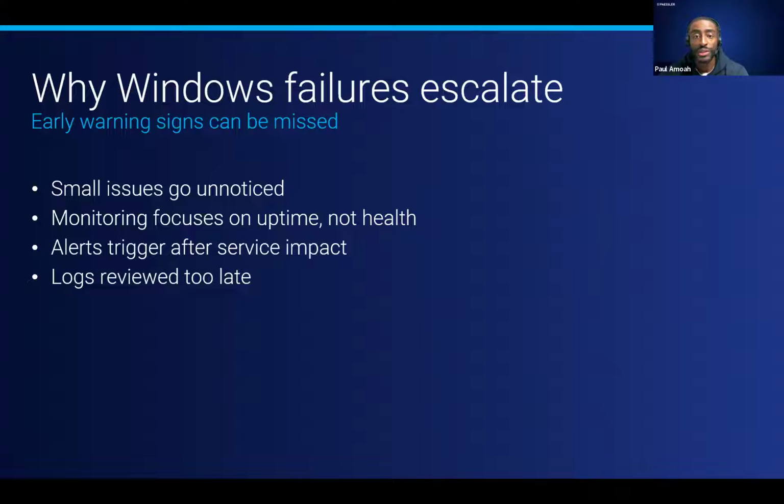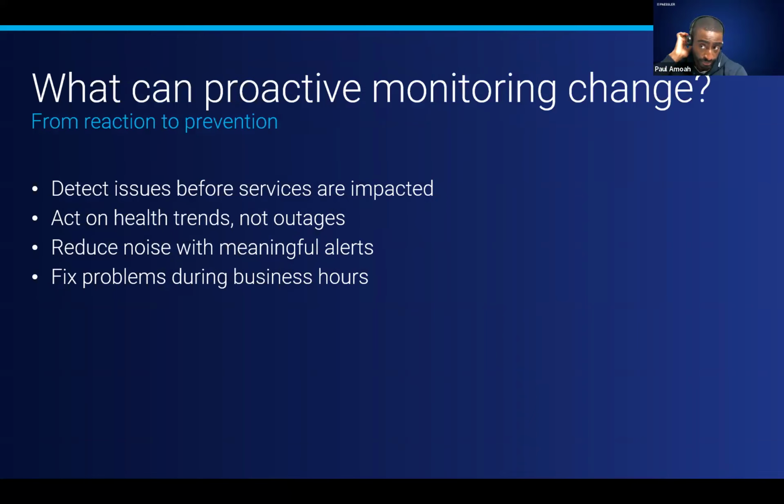However, hopefully from today's webinar, you can see how we can proactively change the way we monitor. So what we mean by this proactiveness is that we're going to go from reaction to prevention. We're going to detect issues before services are impacted. We're going to alert on trends and outages. We're going to reduce noise in notifications with meaningful, clear, simple, concise alerts. We're also going to fix problems during business hours, if this is your requirement. Because we have the ability to detect issues early enough, we can make sure they don't affect core business hours.